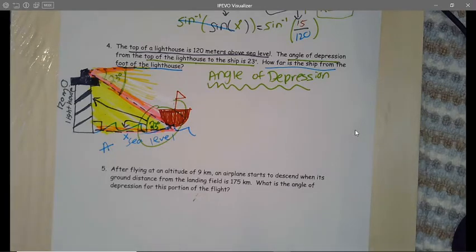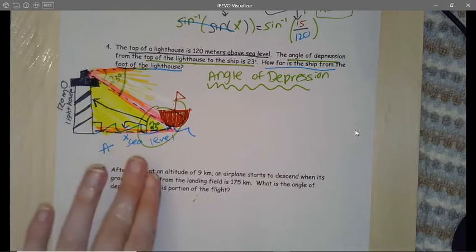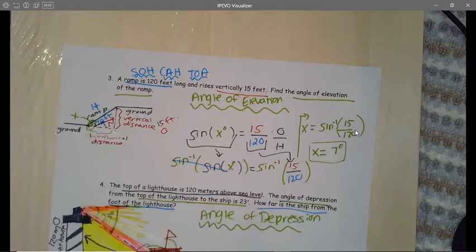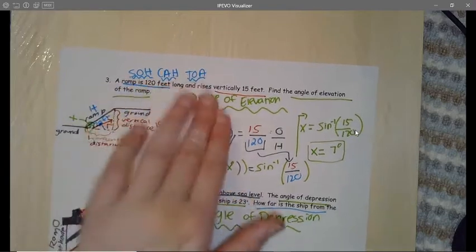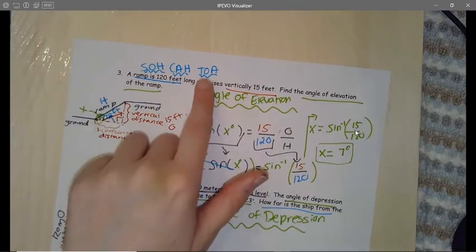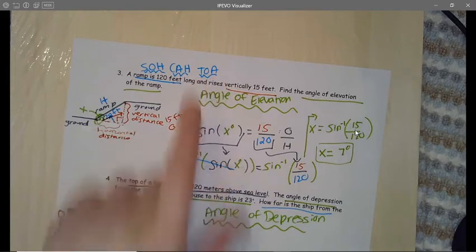But anyway, which trig function deals with an opposite and an adjacent? That would be tangent. Tangent deals with an opposite and adjacent.